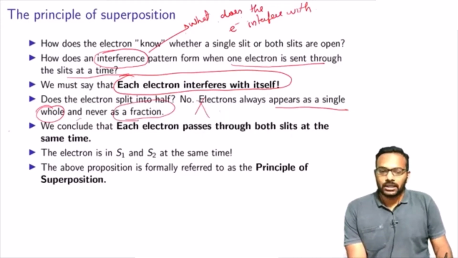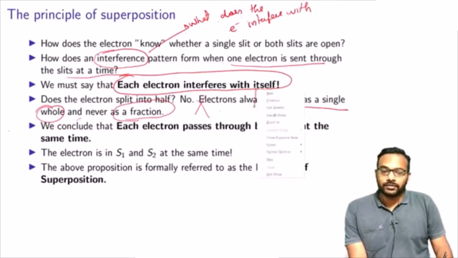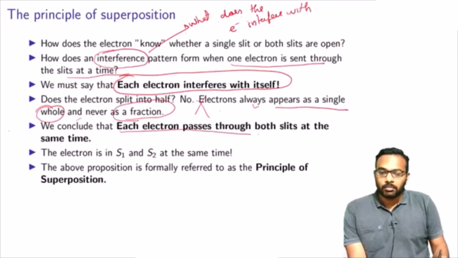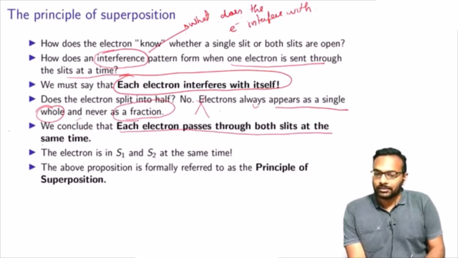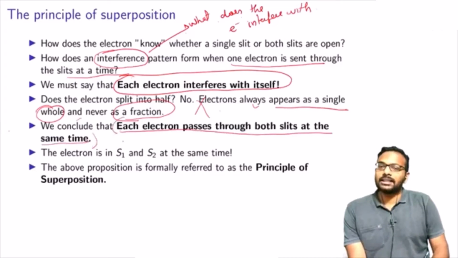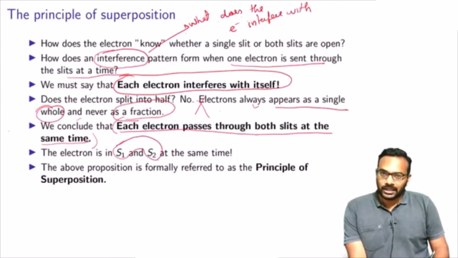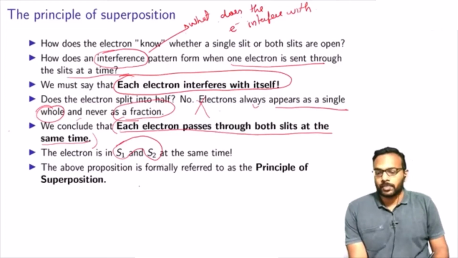We just have to assume that each electron interferes with itself. How does this happen? For this to happen, every single electron passes through both slits at the same time. This is the conclusion we come to by looking at the interference pattern. In other words, we have to conclude that a single electron is in slit 1 and slit 2 at the same time, and then it interferes with itself.